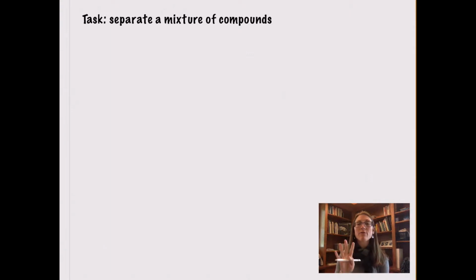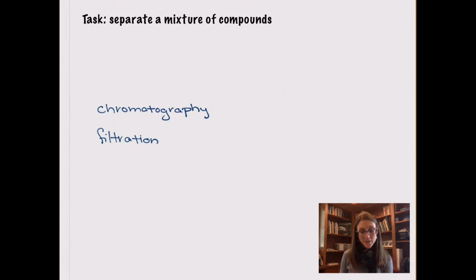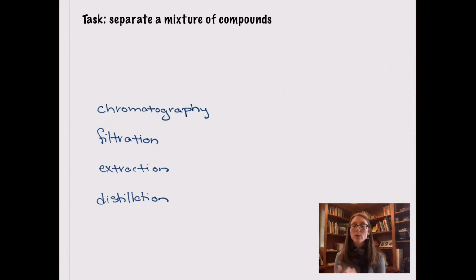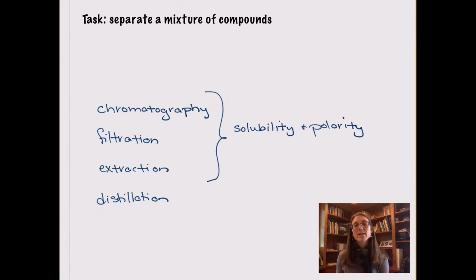We're going to talk about 4 different ways to do separations. There are more, but these are 4 nice ways to do separations. So we are going to talk about chromatography, filtration, extraction, and distillation. Now, the first 3 of these are all based on either solubility or polarity, while distillation is based on differences in boiling point. We're going to take a brief look at the theory behind each of these, and we'll do several of these in class so you can kind of experience this process.